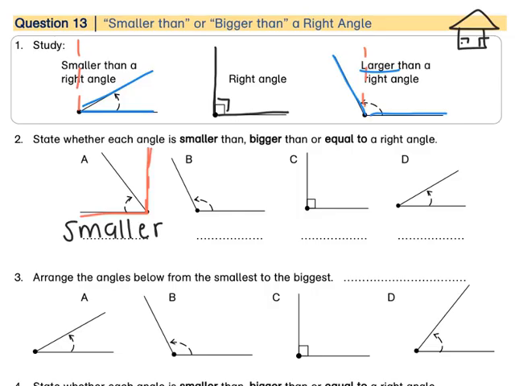If we look at B, let's picture that would be the right angle. So our arm moves past the right angle, so B is larger than a right angle. C is nice and easy. This one is a perfect right angle, so it is equal to. It's your turn to press pause and complete question 2 by yourself.